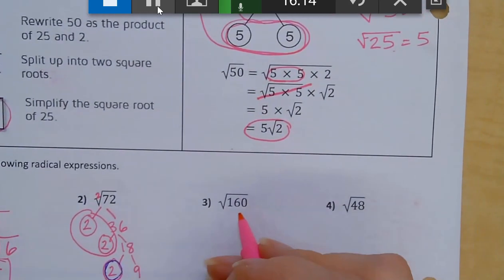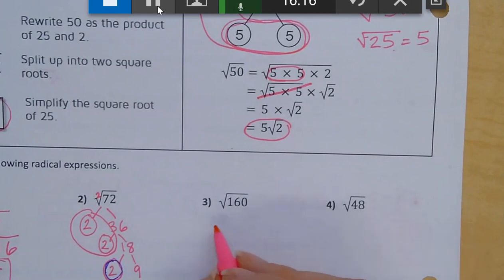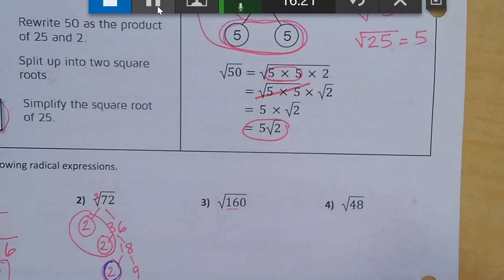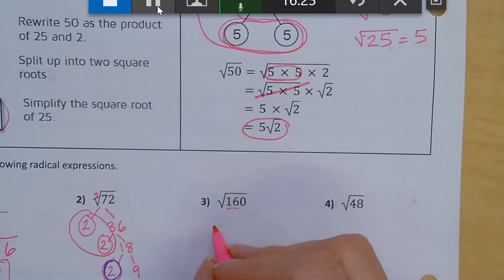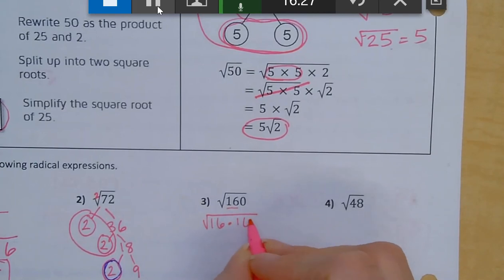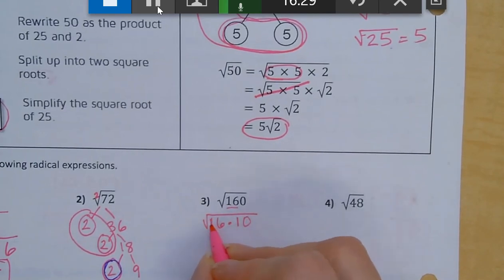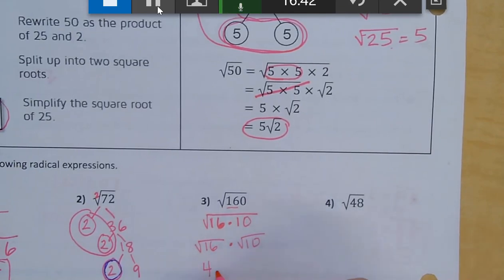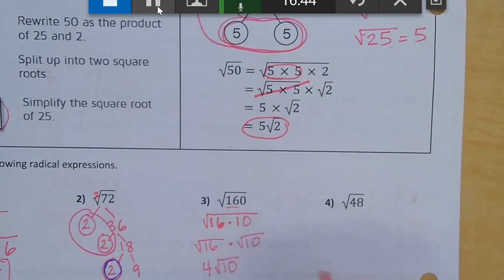All right, I'm still working with square roots, and I have the square root of 160. Well, in my head, I'm thinking to myself, 16 is a perfect square. So let me try something. I'm going to say that this is the square root of 16 times 10. That's just because I happen to realize 16 is a perfect square. If I do that, I'm going to break it up into the square root of 16 times the square root of 10. The square root of 16 is 4, so I have 4 times the square root of 10.